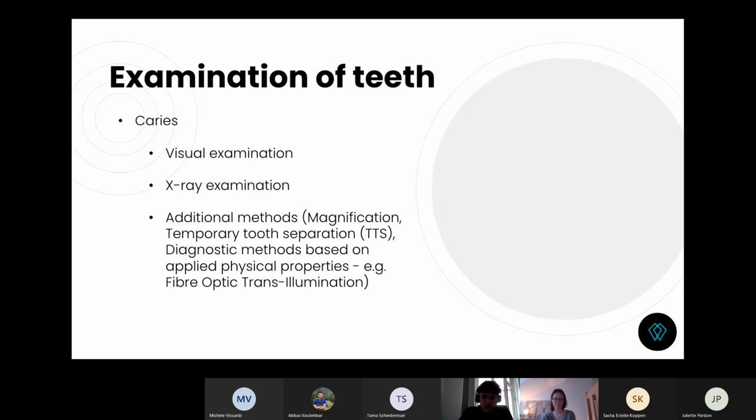Okay, so caries. To check the teeth for caries, you have three methods basically to choose from. First is always a visual examination and also the palpation with the probe. Then there's the X-ray examination, and then there are additional methods like magnification, tooth separation, and fiber optic transillumination, and so on. I'm not going to go too deeply into those now. I'm just going to go over the normal visual examination that you do in the mouth, and later we'll also go about X-rays a little bit.